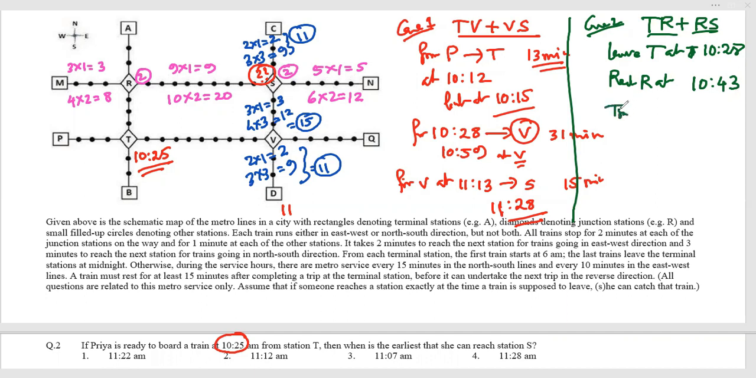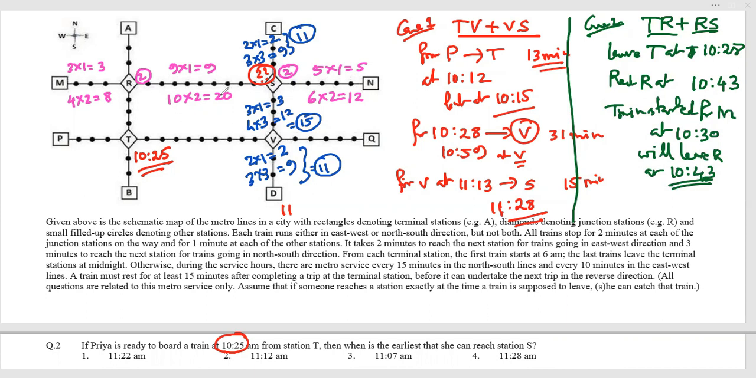The train started from M at 10:30. We leave R at 10:43, and at 10:43 the person is also reaching, so can catch this train because there is no time loss.